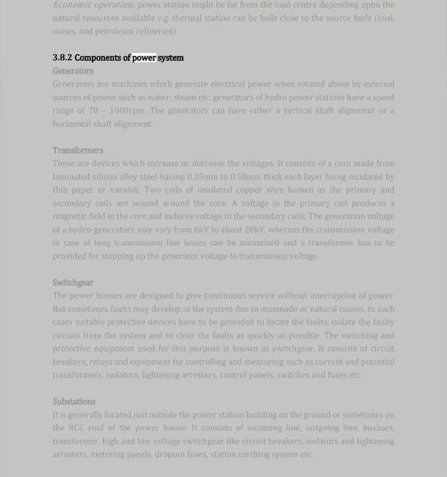3.8.2 Components of power system. Generators. Generators are machines which generate electrical power when rotated by external sources of power such as water, steam, etc. Generators of hydropower stations have a speed range of 70-1000 rpm. The generators can have either a vertical shaft alignment or a horizontal shaft alignment.